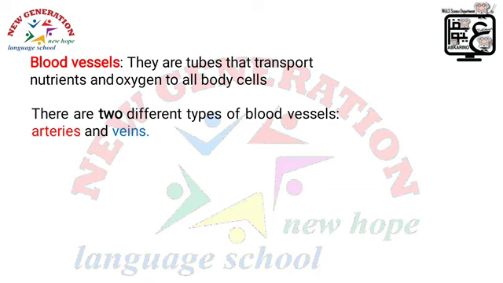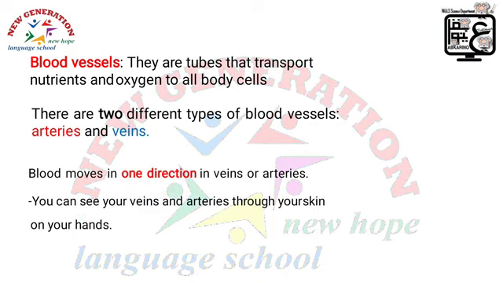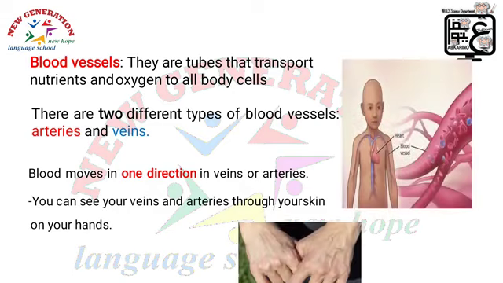There are two different types of blood vessels, arteries and veins. Blood moves in one direction in veins or arteries. You can see your veins and arteries through your skin on your hand, like this.